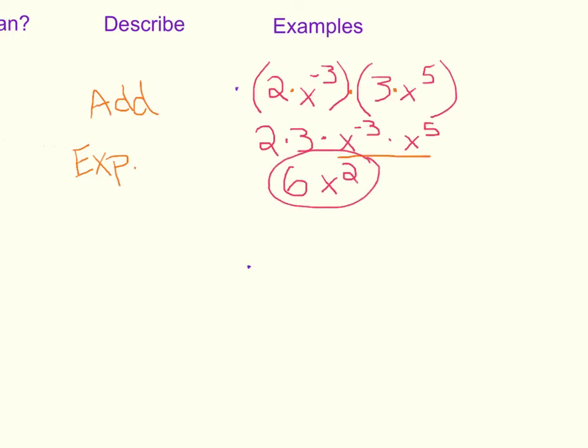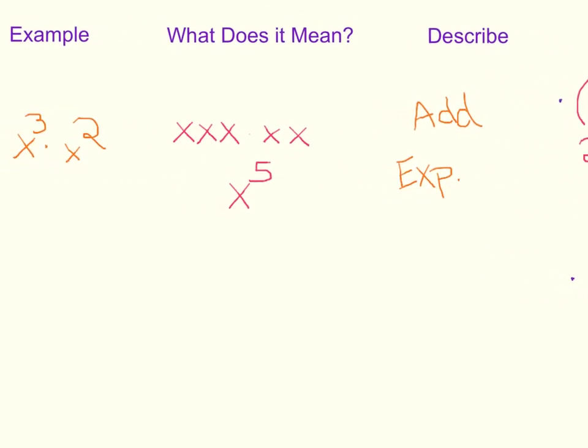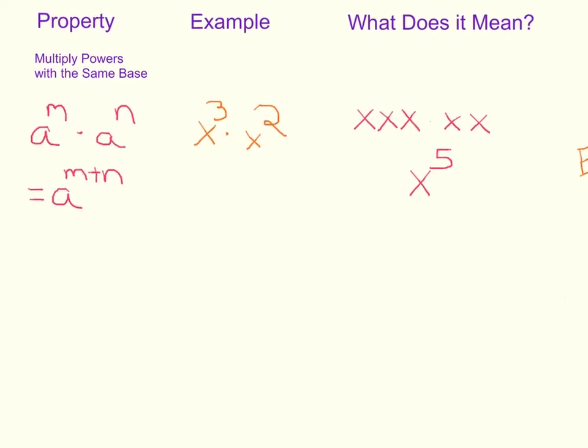If you have room, let's do one more. X to the negative 4th times x to the negative 4th. Add your exponents. Negative 4 plus negative 4 would be x to the negative 8. Never leave a negative exponent in your final answer. So 1 over x to the positive 8. So those are 2 examples for the first property where you add your exponents because you're multiplying powers with the same base.